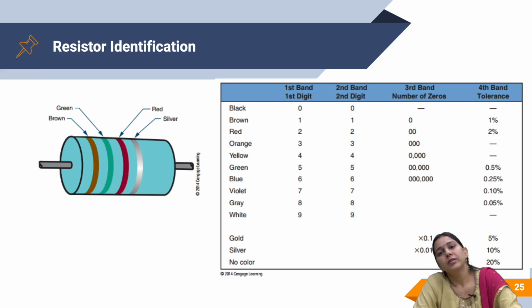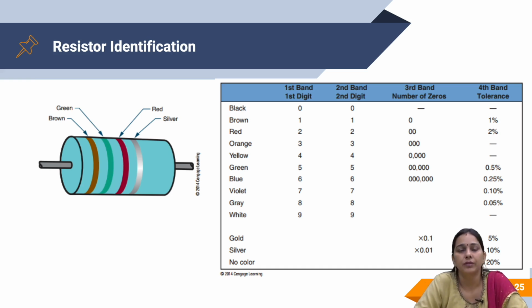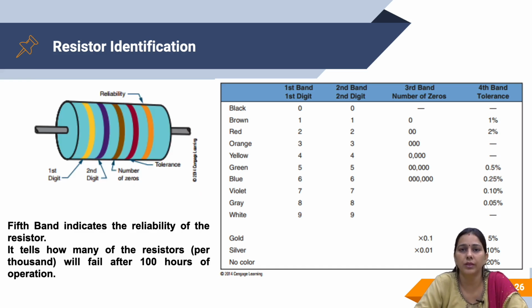We also have resistors with 5 bands. What is the significance of these 5 bands and how can we identify their values? The first band is the first digit of the value. The second band is the second digit of the value. The third band implies the number of zeros, or the multiplication factor. The fourth band is the tolerance limit, and the fifth band is the reliability of the resistance.